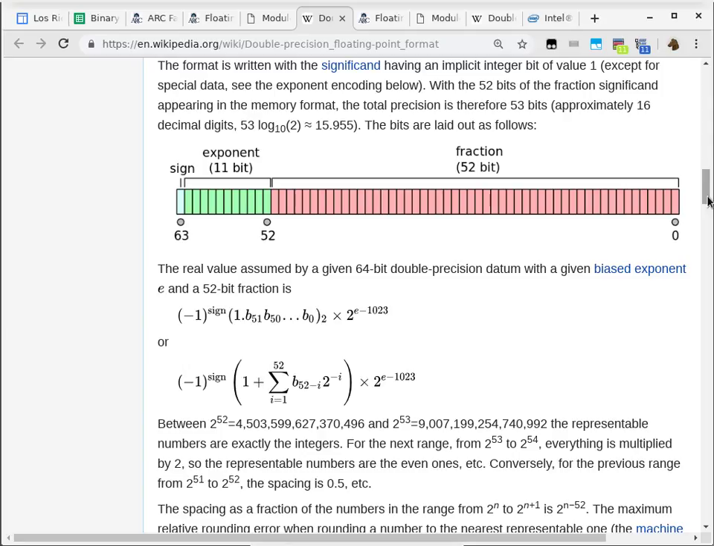If you don't want to look at it that way, you can always use the sigma notation, which to me is a little bit more complicated, but it's the same thing. The 1 plus is always there, and then the sigma notation goes from 1 to 52, where the bit designation is 52 minus i, so that would go from B51 all the way down to B0. And then the power of 2 is 2 to the power of negative i, which means the power goes from negative 1 all the way down to negative 52. But it boils down to exactly the same thing. It's just, notation-wise, some people prefer to look at it like this.